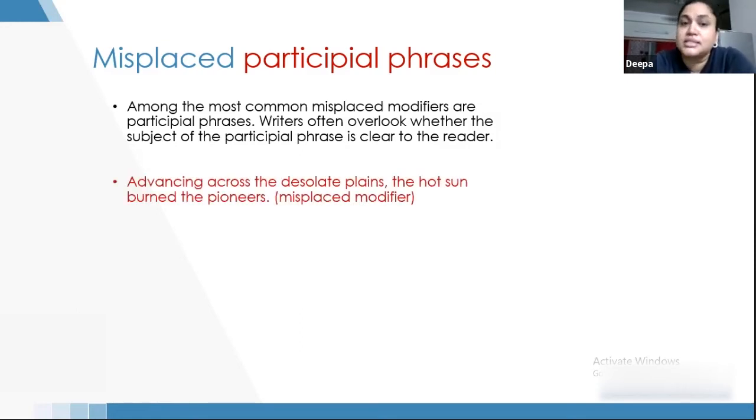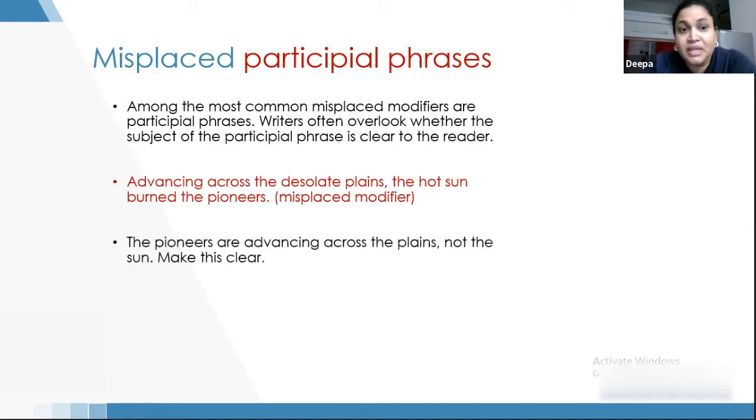Advancing across the desolate plains, the hot sun burned the pioneers. Who was advancing across the desolate plains? The pioneers. So therefore, the pioneers should be right next to the participle phrase and not the hot sun. So let's check it. The pioneers are advancing across the plain, not the sun.